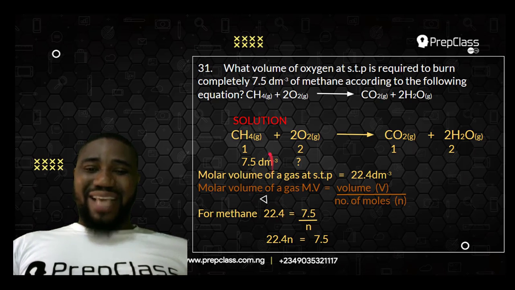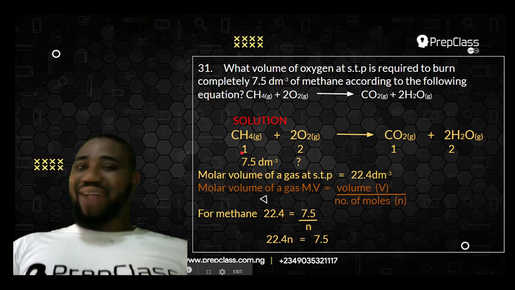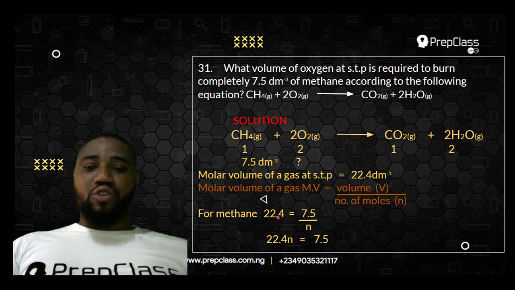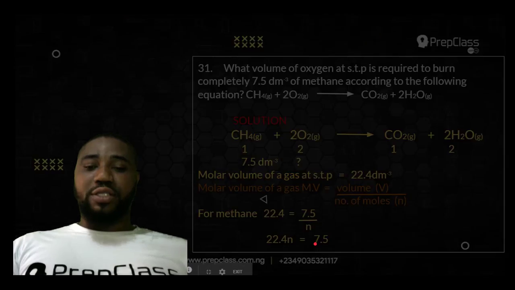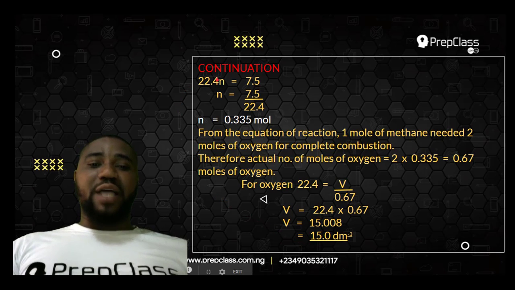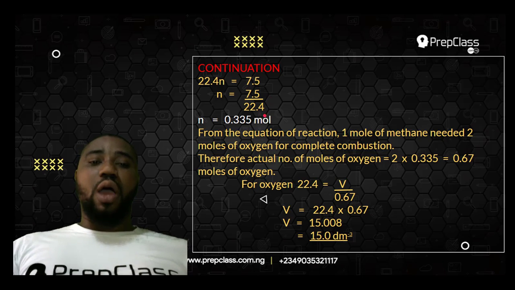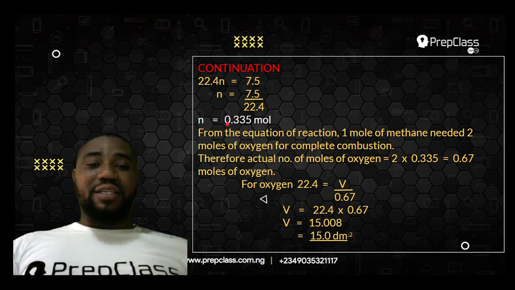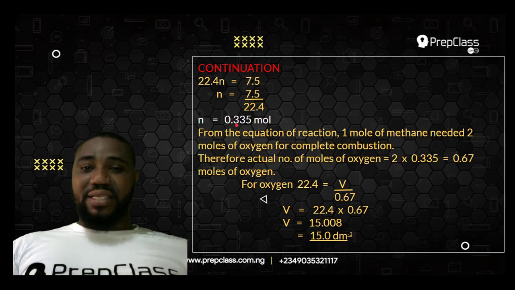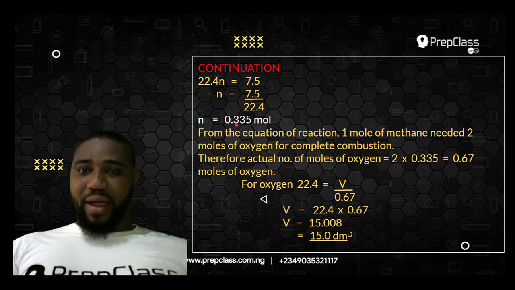So first thing, get the number of moles of methane that reacted, which is molar volume of a gas, so 22.4 equals volume over number of moles. Cross multiply here, you have 22.4 n equals 7.5. Divide both sides by 22.4, and your n becomes 7.5 divided by 22.4, which is 0.335 moles. So this is the number of moles of methane that was combusted by oxygen.